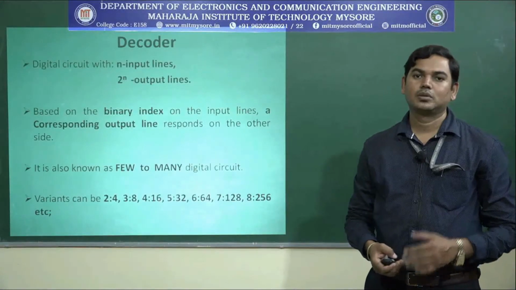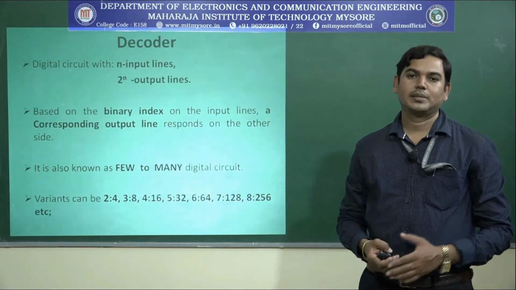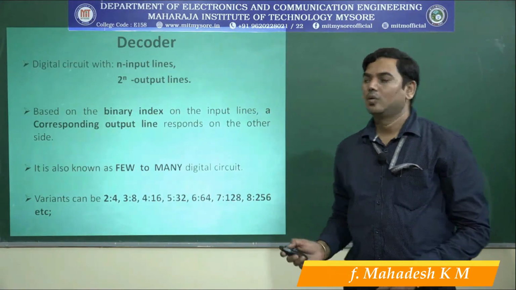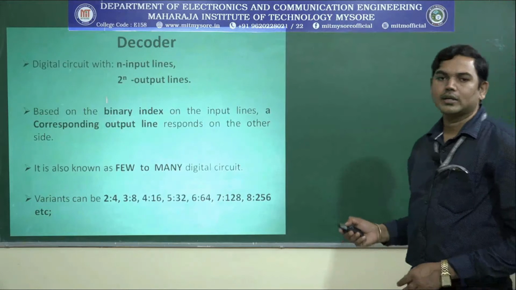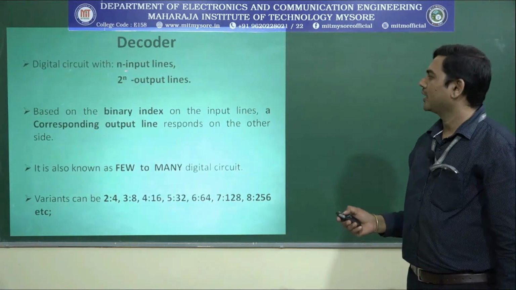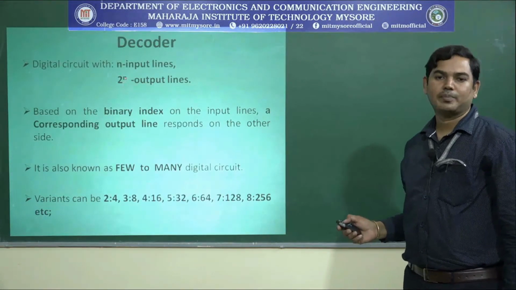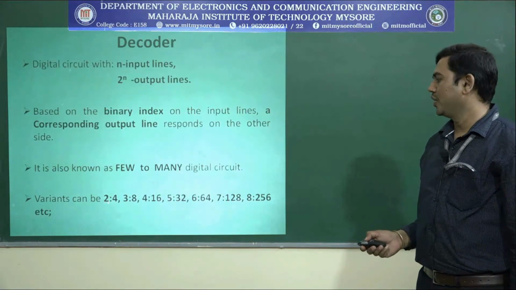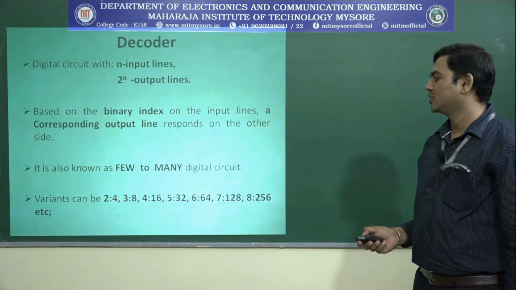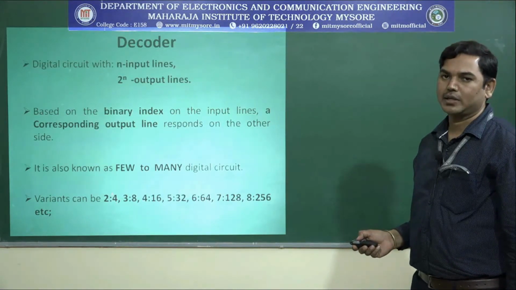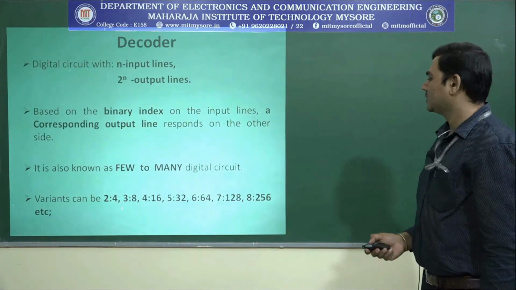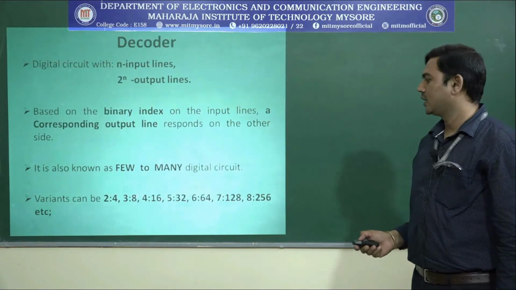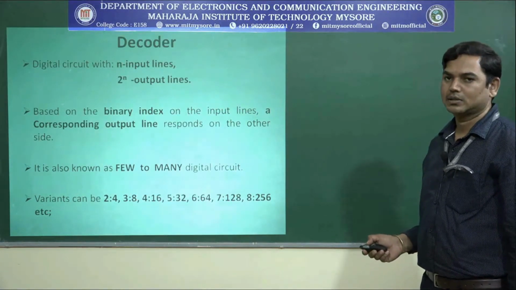Let us try to understand a simple combinational circuit known as the decoder. What is a decoder? A decoder is a digital circuit which has got n input lines and 2 to the power n output lines. For example, if there are 2 input lines, 2 power 2 which is 4, there should be 4 output lines. If there are 3 input lines, 2 to the power 3 which is 8, that decoder should have 8 output lines.